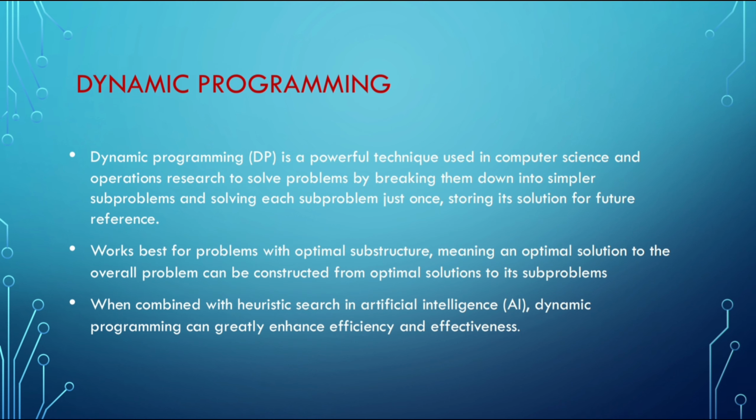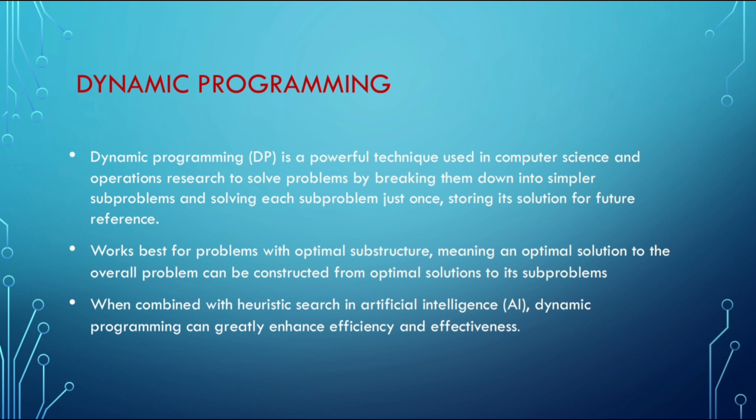The next topic is dynamic programming. Dynamic programming is a powerful technique used in computer science and operations research to solve problems by breaking them down into simpler subproblems and solving each subproblem just once, storing its solution for future reference. It works best for problems with optimal substructure, meaning an optimal solution to the overall problem can be constructed from the optimal solutions to its subproblems. That is, a problem is divided into subproblems, and we solve all possible small problems and then combine them to obtain the solution of the bigger problem.